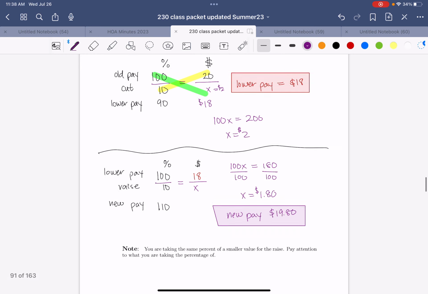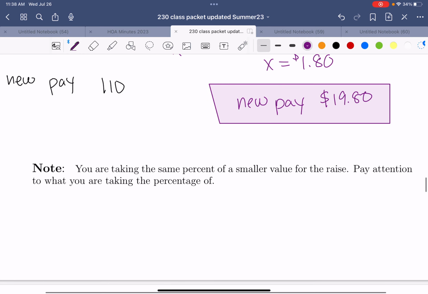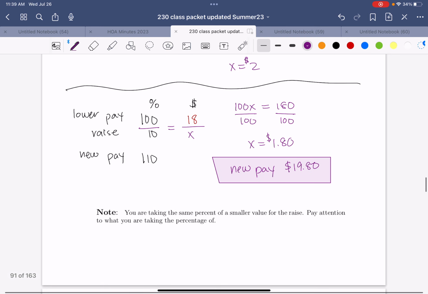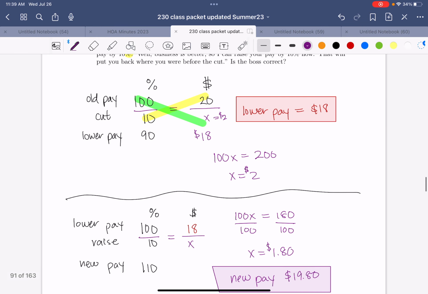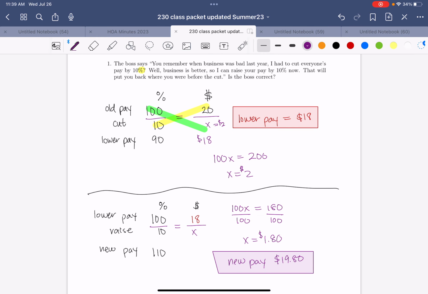Okay. So the moral of the story, or the takeaway from this, is that you're taking the same percent of a smaller value for the raise. So pay attention in general to what you're taking the percentage of. That's the key thing when you're talking percents: what are you taking the percent of? In this case, that 10% is of two different values. 10% of a smaller number isn't going to be as much as 10% of a larger number. You're going to see various problems similar to this, in which you have to figure out how much something costs, how much you're making, or how much the shirt costs.